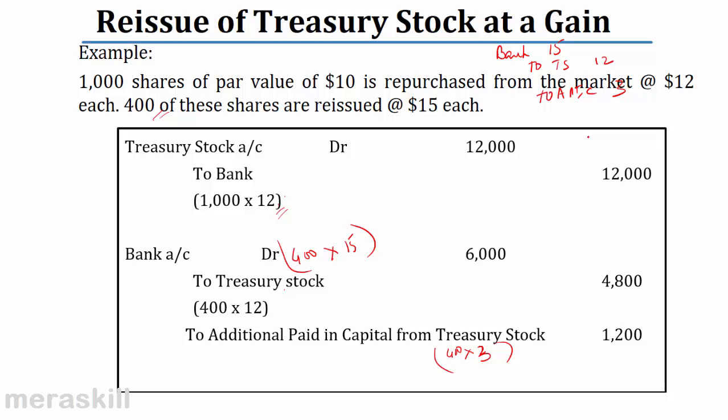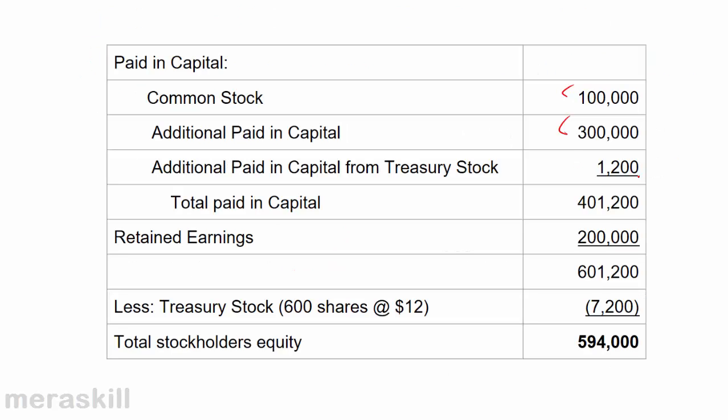Here we have 1,200. Yes or no? Additional paid in capital on reissue, 1,200. That is coming. Retained earnings was 200,000. So we have 600 and 1,200. Then we reduced treasury stock. How much stock we had? 1,000. Out of that, 400 was reissued. So we have 600 shares at the rate of 12. We reduce that and we get 594,000 as the shareholders' equity.